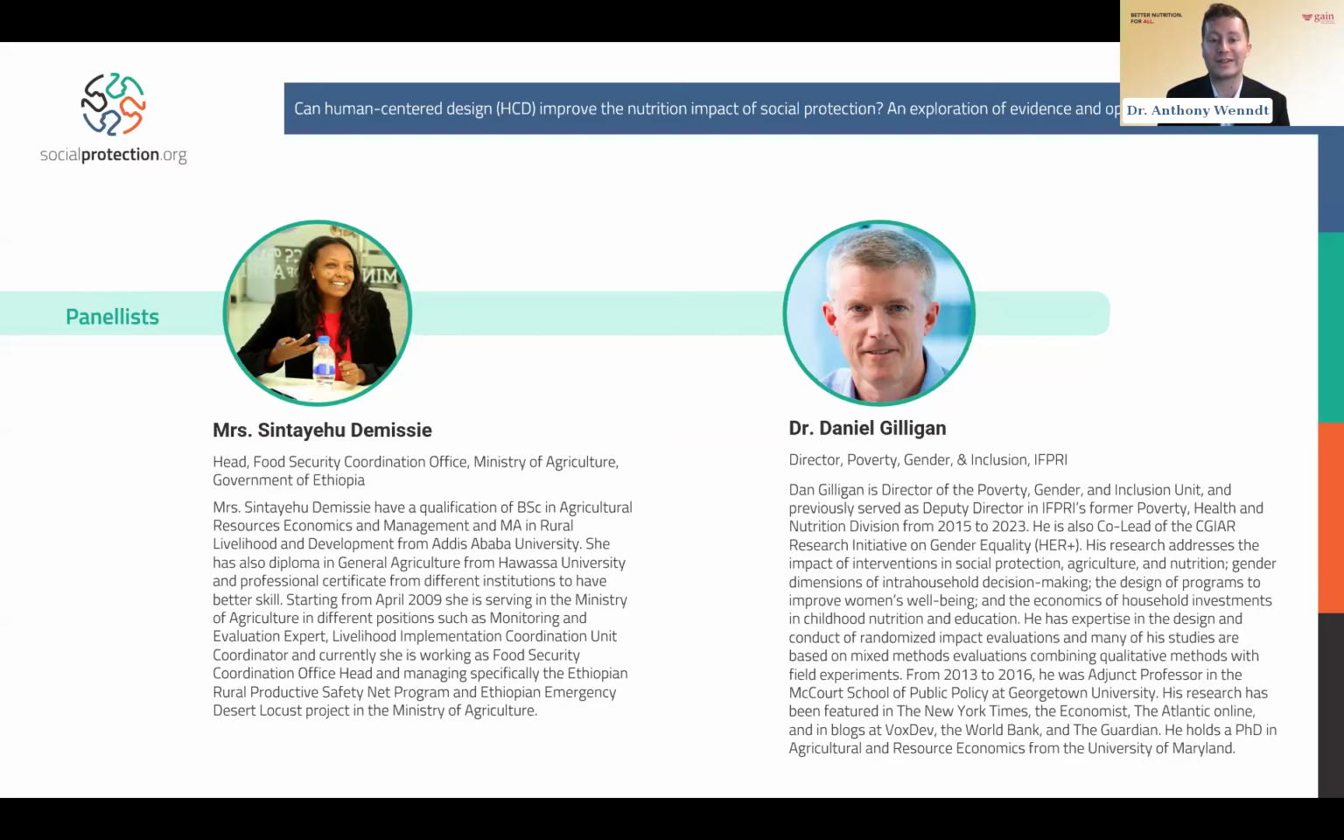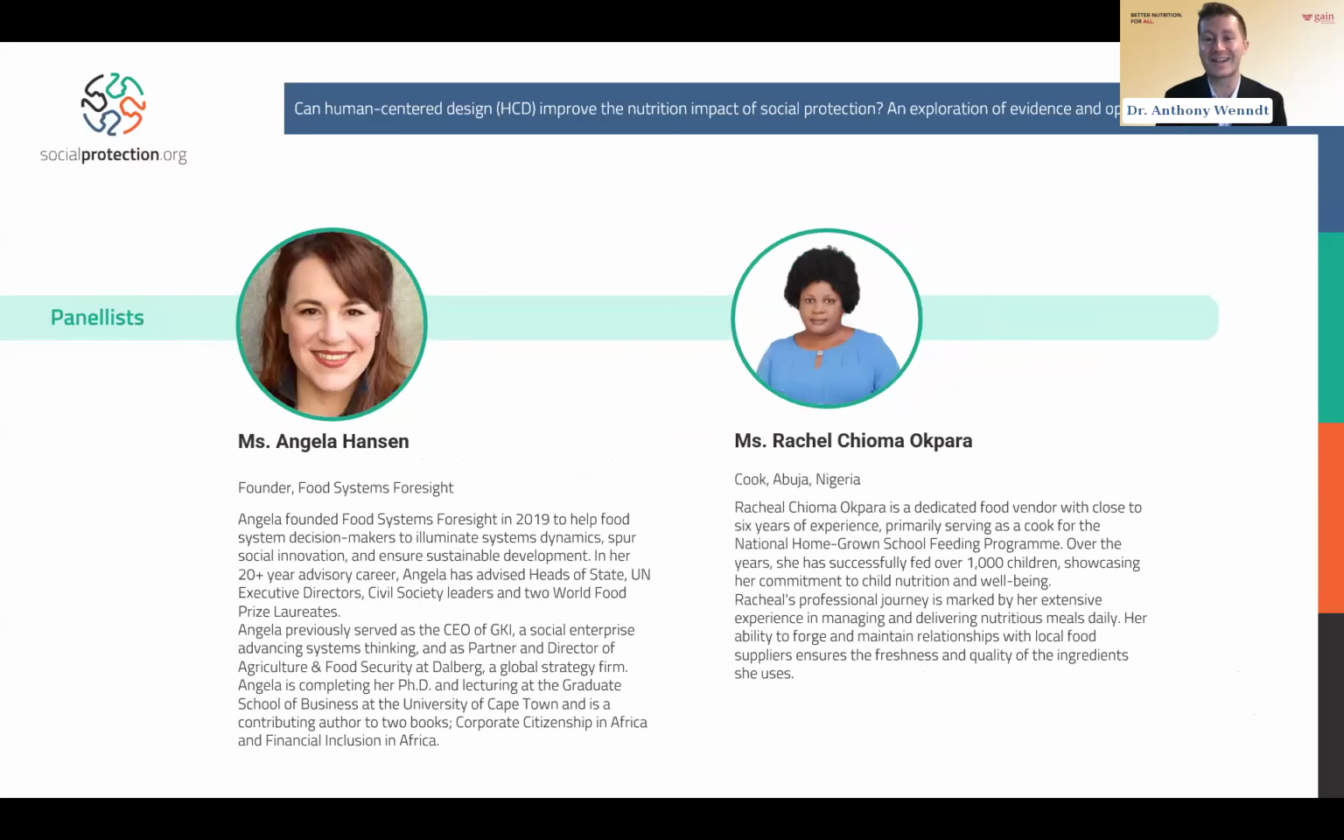Our third viewpoint is that of a human-centered design expert and practitioner, and this viewpoint is being represented by Angela Hansen, the founder of Food Systems Foresight. Angela founded Food Systems Foresight in 2019 to help food system decision makers illuminate system dynamics, spur social innovation, and ensure sustainable development.